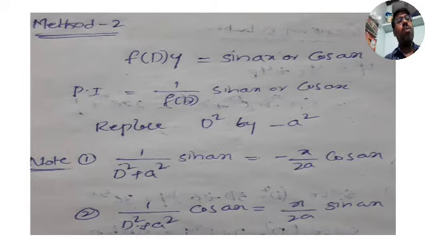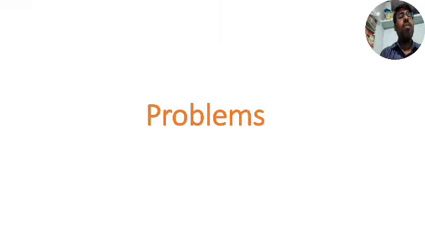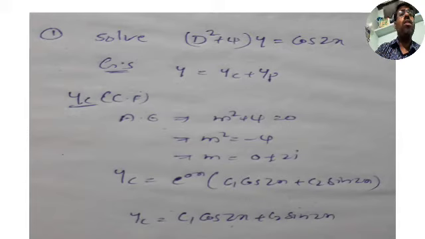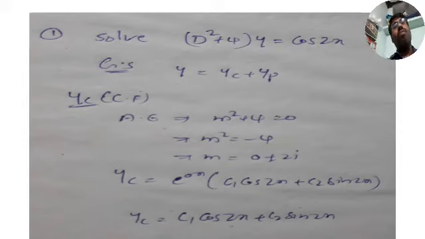So let us go to the problems so that we can cover more problems in this 40 minutes class. Solve: D square plus 4 of y is equal to cos 2x. See the right hand side. What is the right hand side? The right hand side is cos 2x. It comes under method 2.